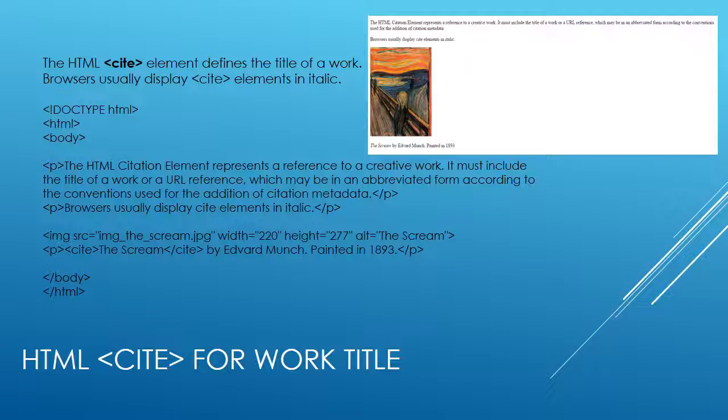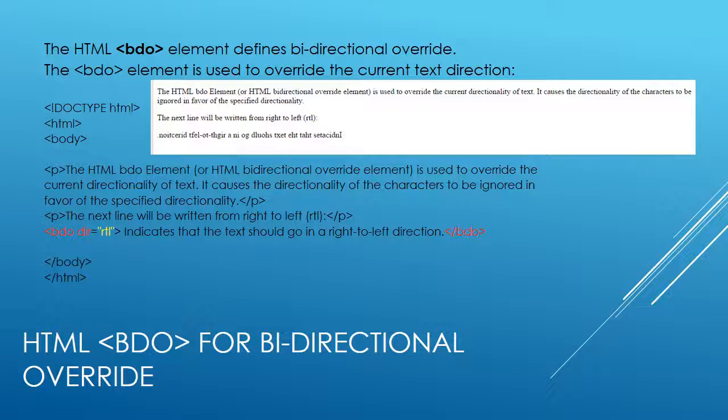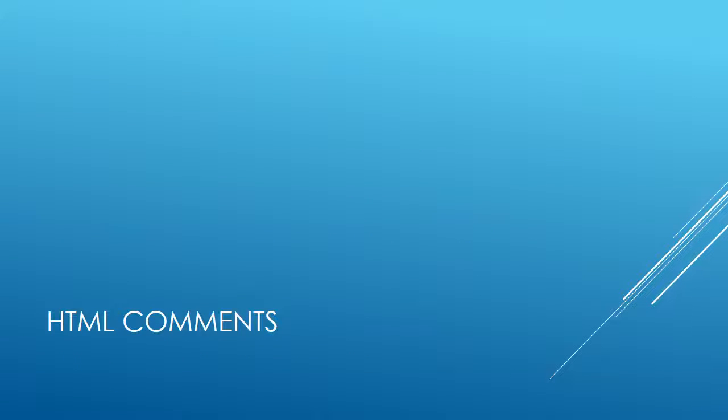The HTML cite element defines the title of a work. Browsers usually display cite elements in italic. The HTML BDO element defines bidirectional override. The BDO element is used to override the current text direction. HTML comments.